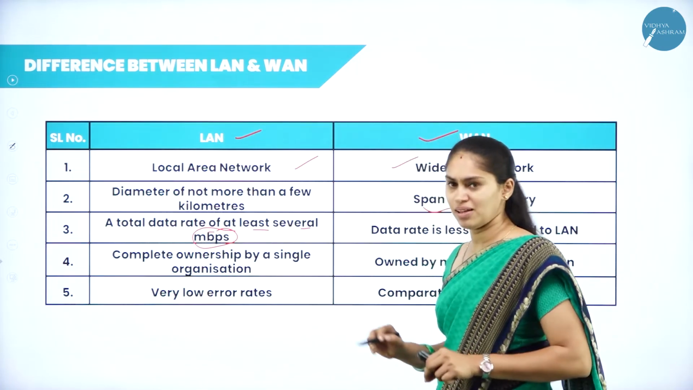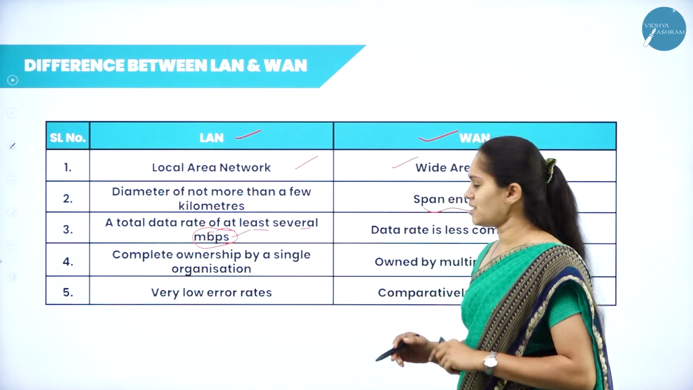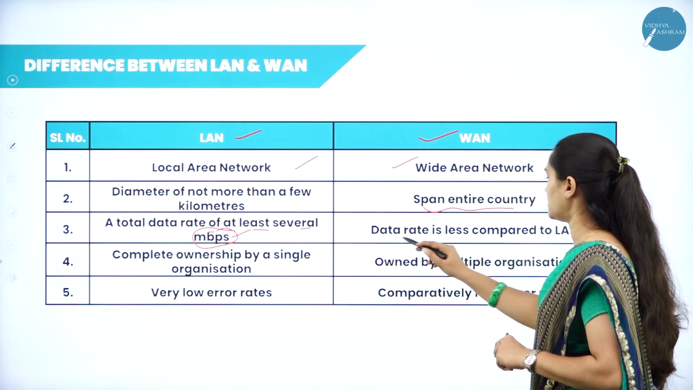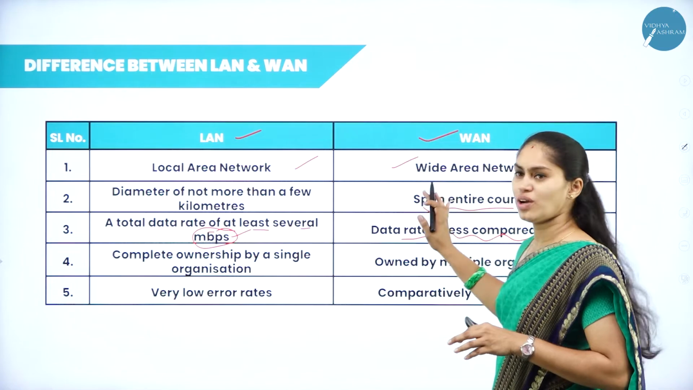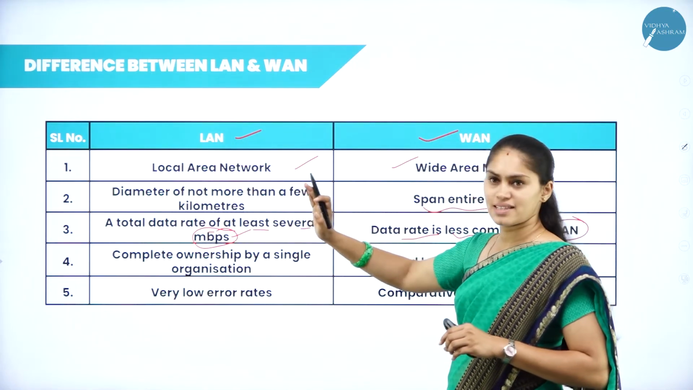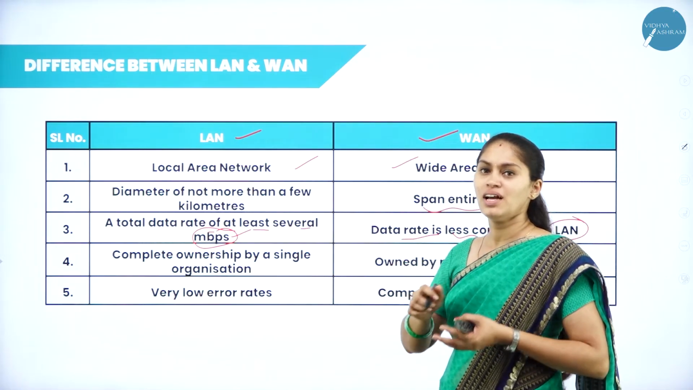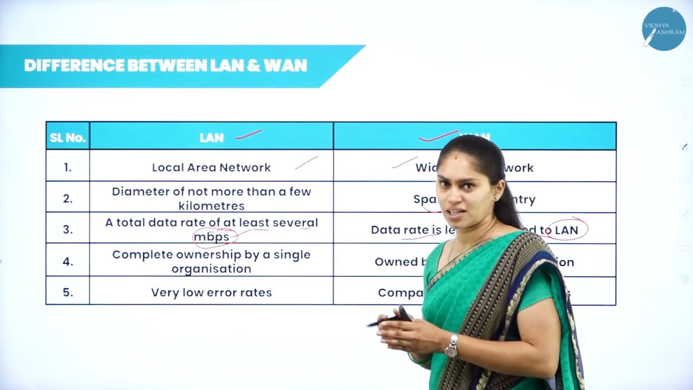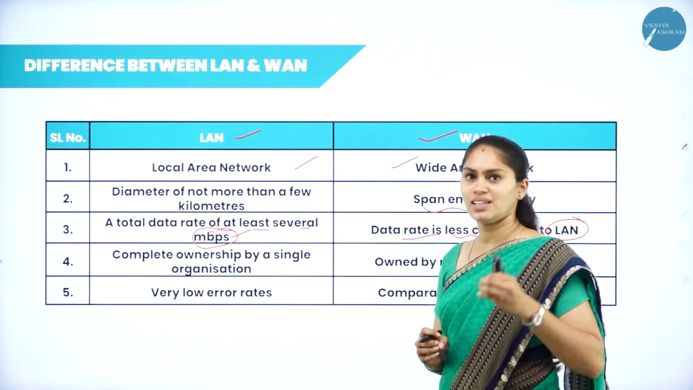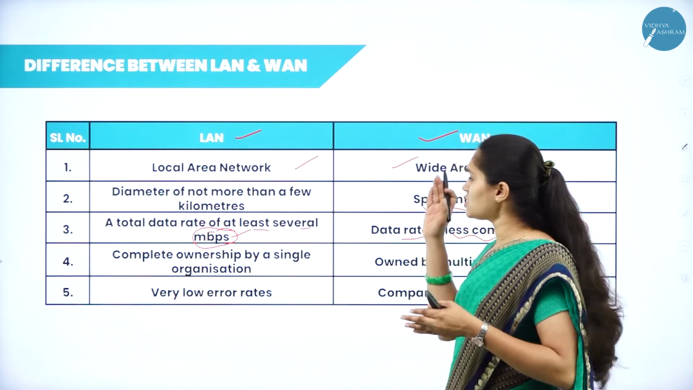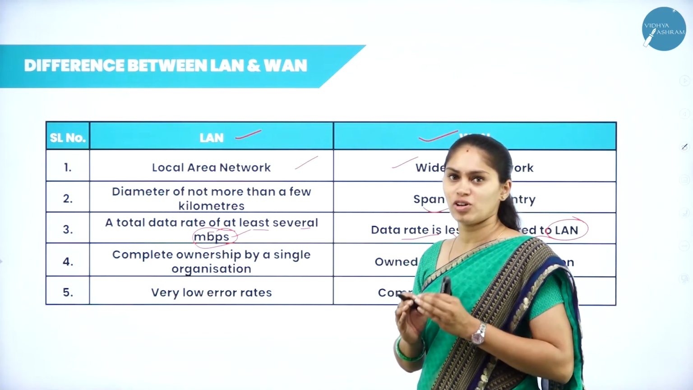The speed will be in terms of Mbps, and the data rate is less when compared to the LAN. This WAN will have a lower data rate than the LAN. Why? Because LAN is restricted to a particular building or a factory. At that time, its diameter of location will be smaller, so speed will be more. But this WAN is connected throughout the globe or the country.